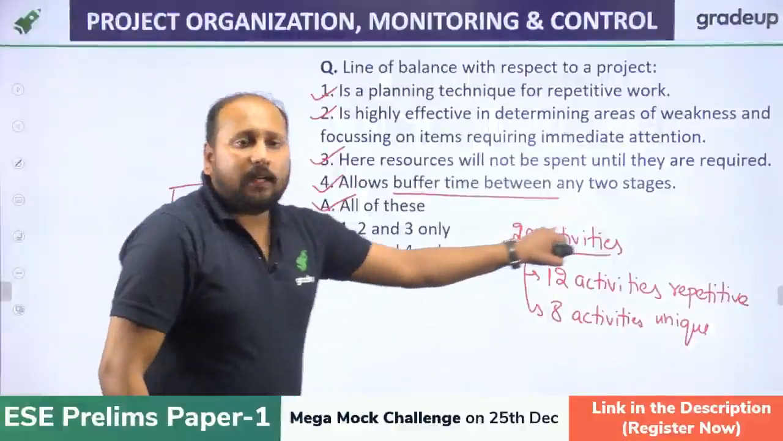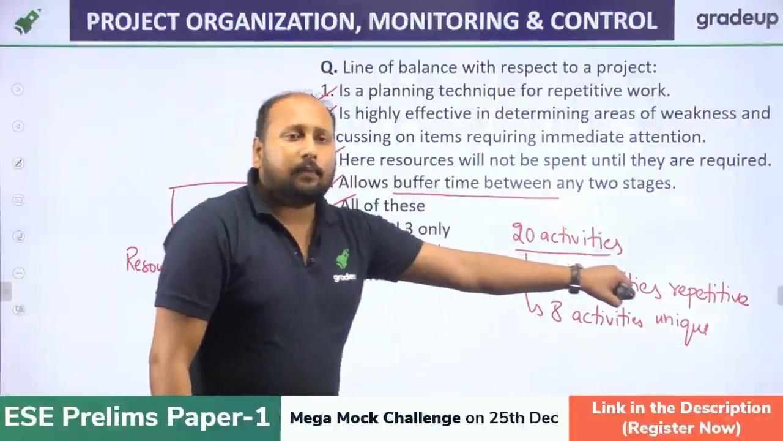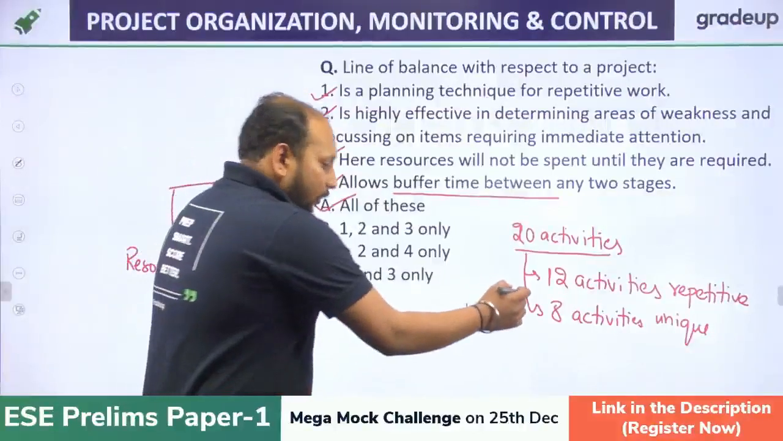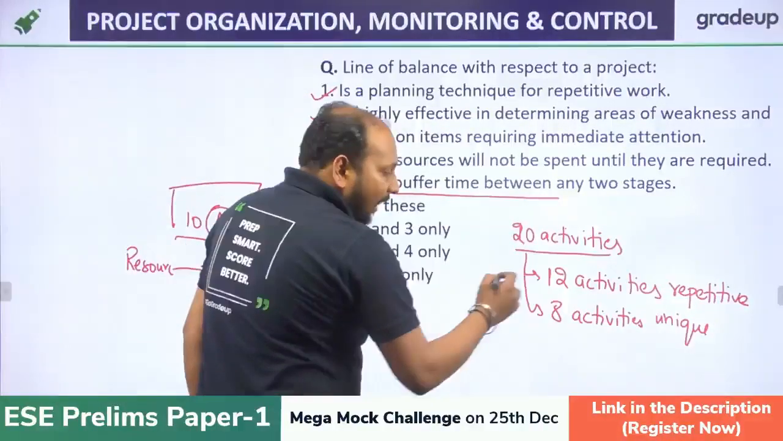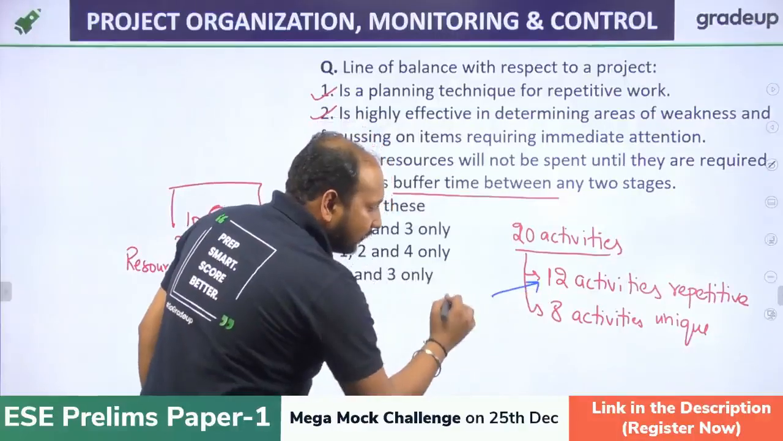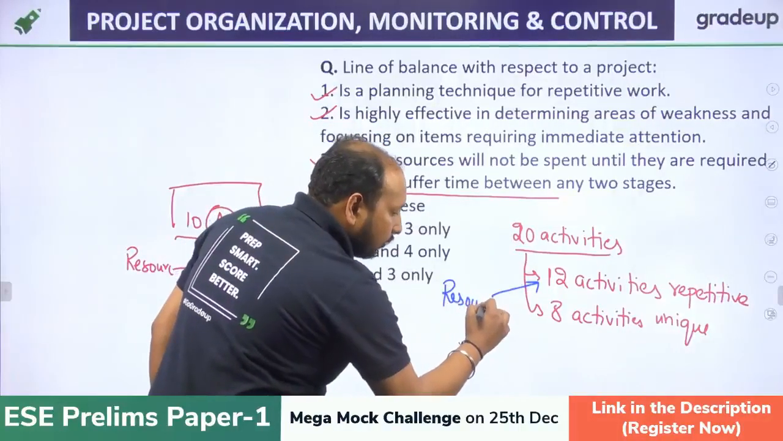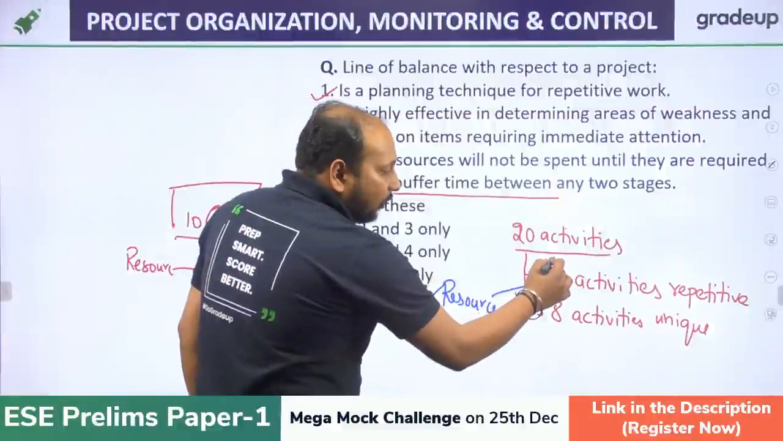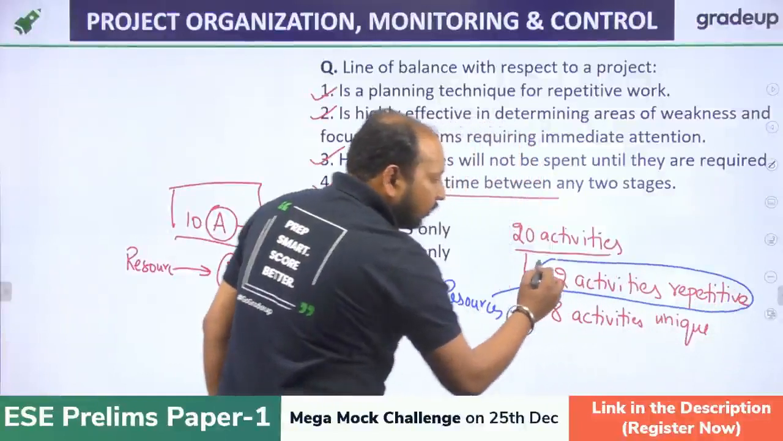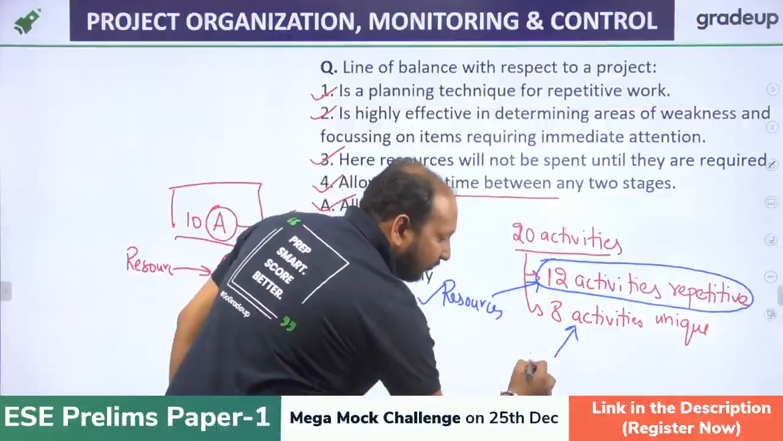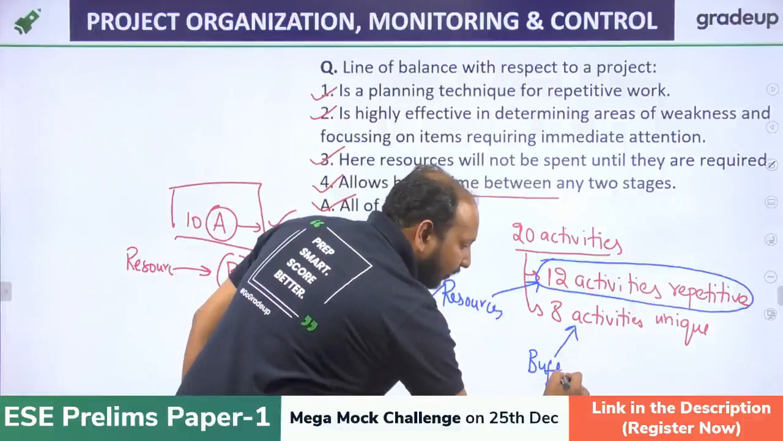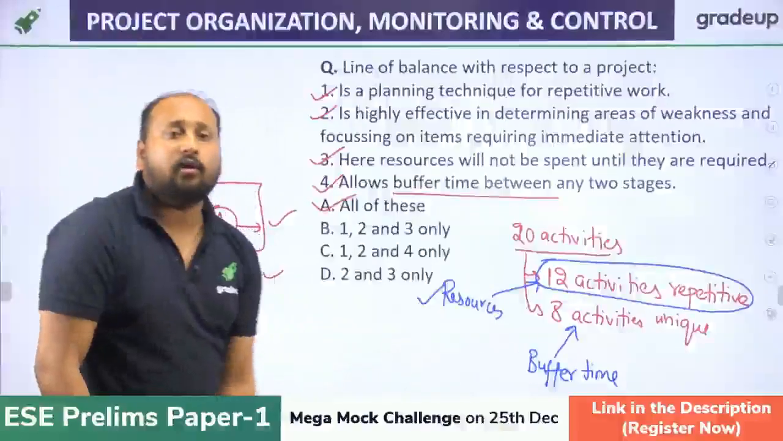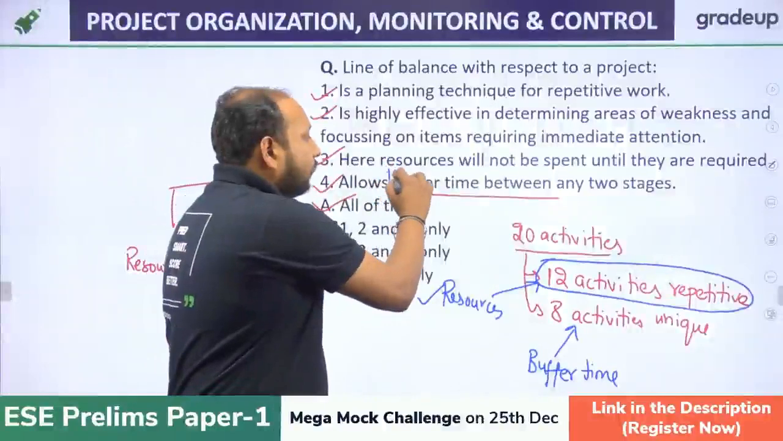Fine. We're having 20 activities in a project, out of which 12 activities are repetitive and 8 activities are unique. So what we do, we try to complete this. We have checked, okay, we have the resources of these activities, and we try to complete them. While the execution of these activities is going on, we do have a buffer time for procuring the resources for the 8 unique activities. This is called buffer time.